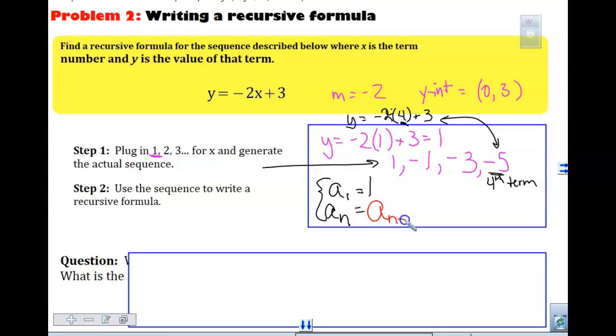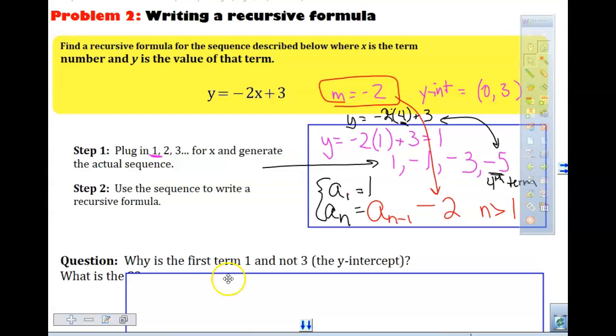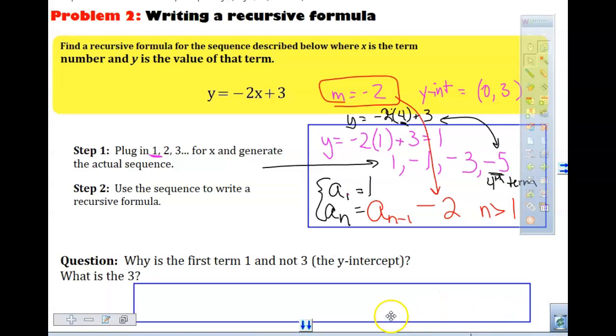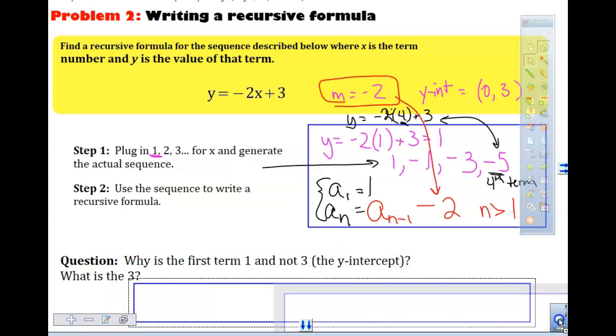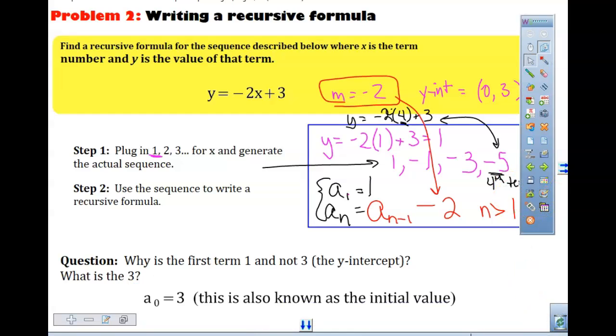A sub n minus 1. Okay. And what were we doing to that every time? Did we add 3 each time? Subtracting 2. That's my common difference. Minus 2, when n is greater than 1. Okay. Why is our first term 1, not 3? The y-intercept. And the key thing that I want you to write down from this, the reason it's not 3 is that is the 0 term.